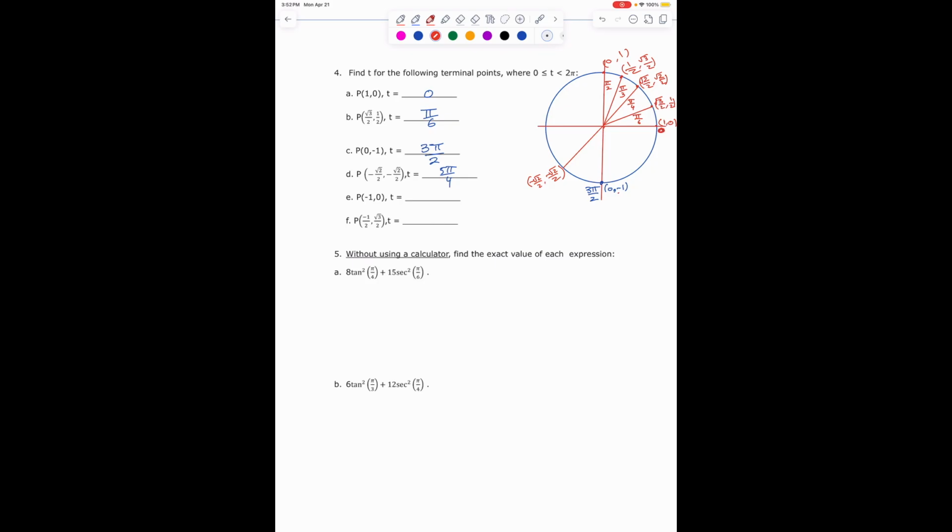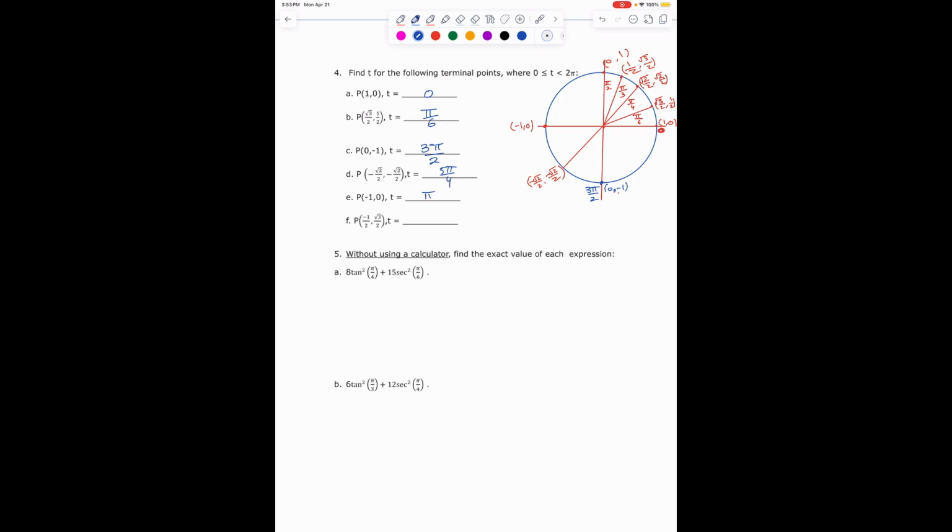Next point is negative 1 and 0. Negative 1 and 0 is right here. And as you can see here, here is 1 and 0, and here is negative 1 and 0. So if I put 1 pi plus 0, I will get this point. So the angle that corresponds to that point is pi.